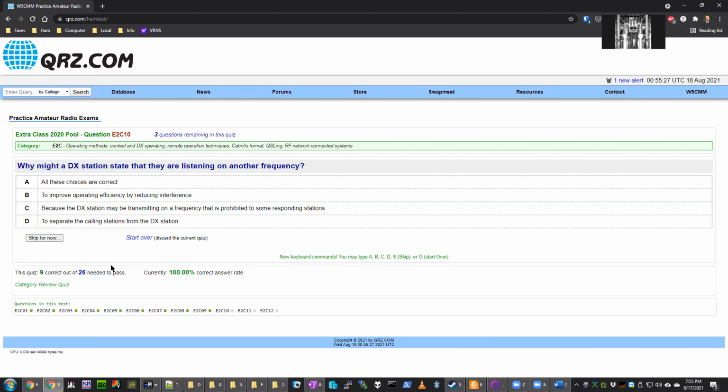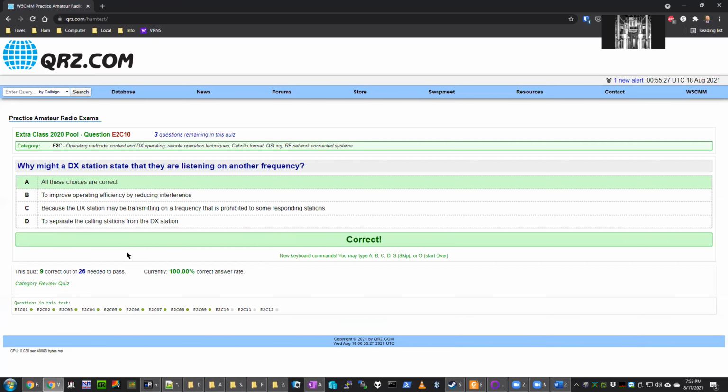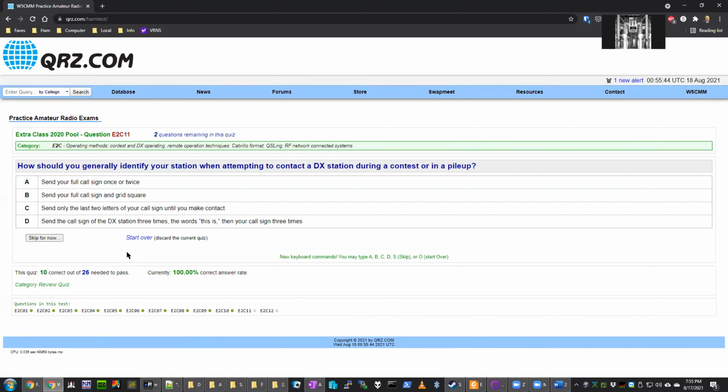Why might a DX station state that they are listening on another frequency? A. Yeah, this is going to be A, all of the above. How should you generally identify your station when attempting to contact the DX station during a contest or in a pileup? A. Yeah, that's going to be A. Send your full call sign.